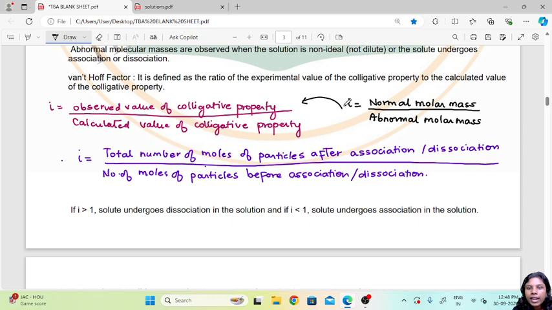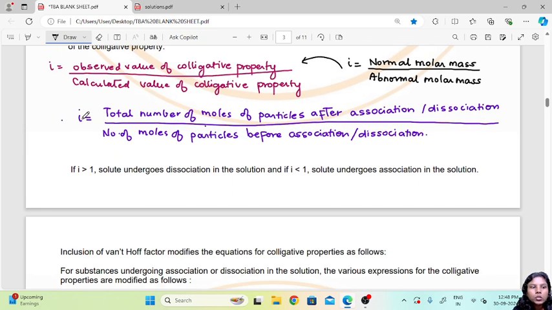If I now write it in terms of colligative properties, I can write it as the observed value of the colligative property upon the calculated value of the colligative property. So i will be equal to the total number of moles of particles that are present after association or dissociation, either of them, upon the number of moles of particles that are present before association or dissociation.